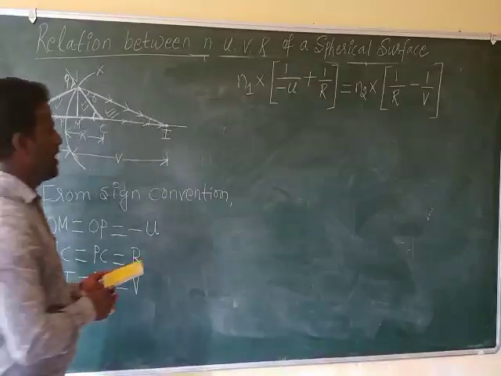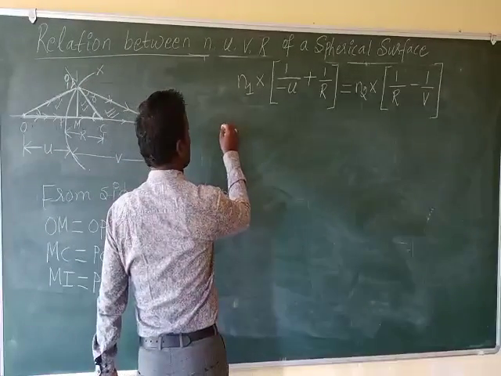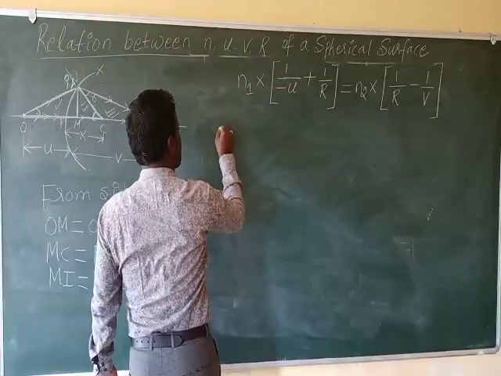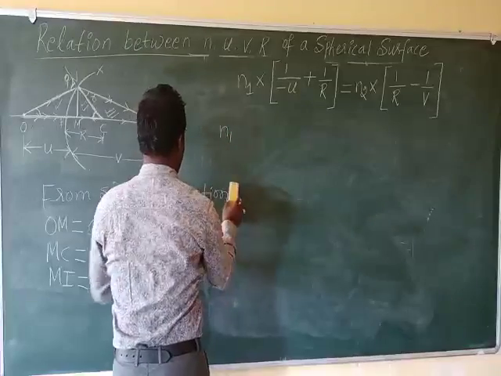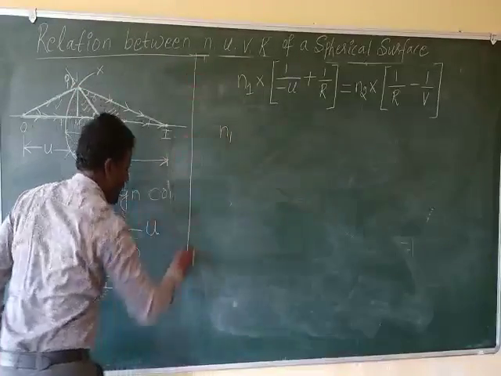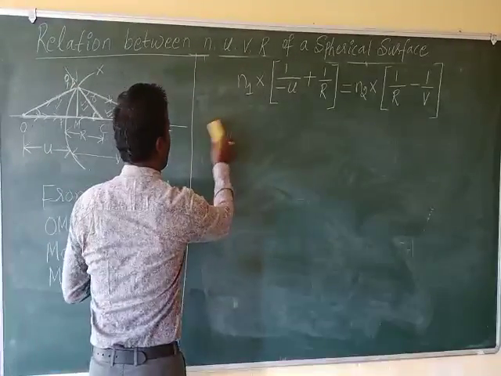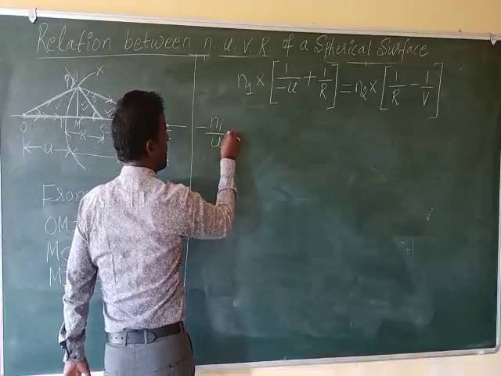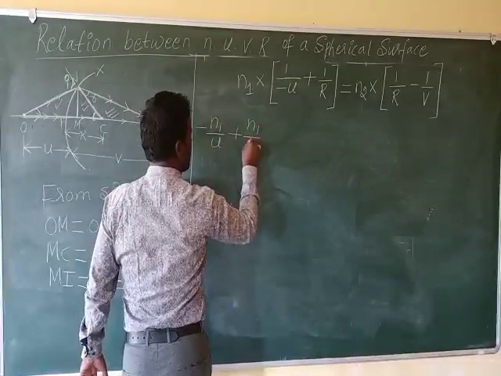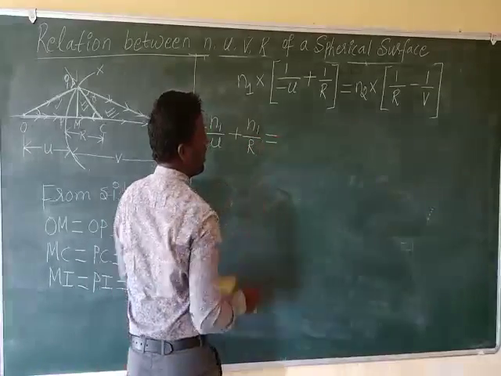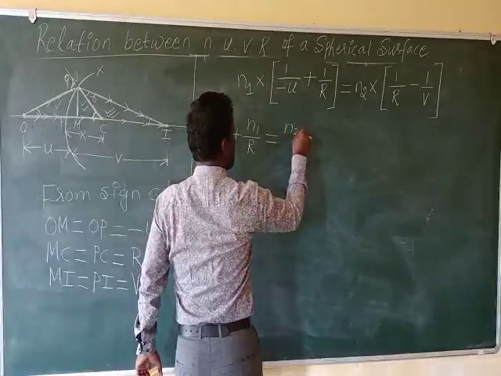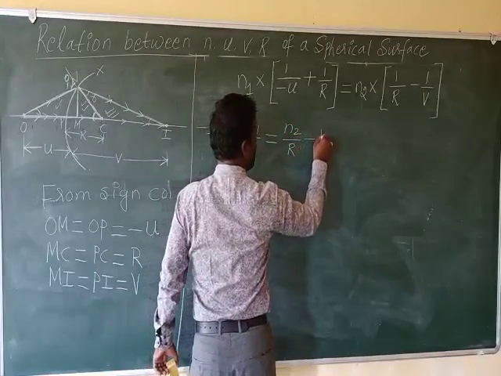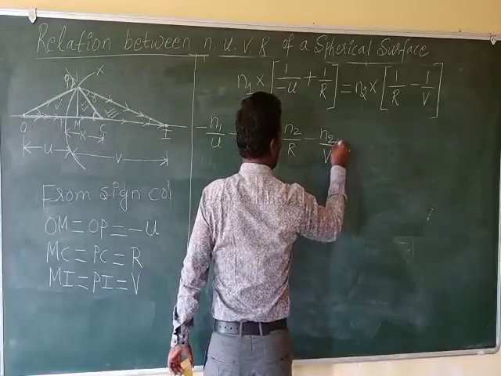Right? So what do we do next? Cross multiplication: minus N1 by U plus N1 by R equals, on the other side, N2 by R minus N2 by V.